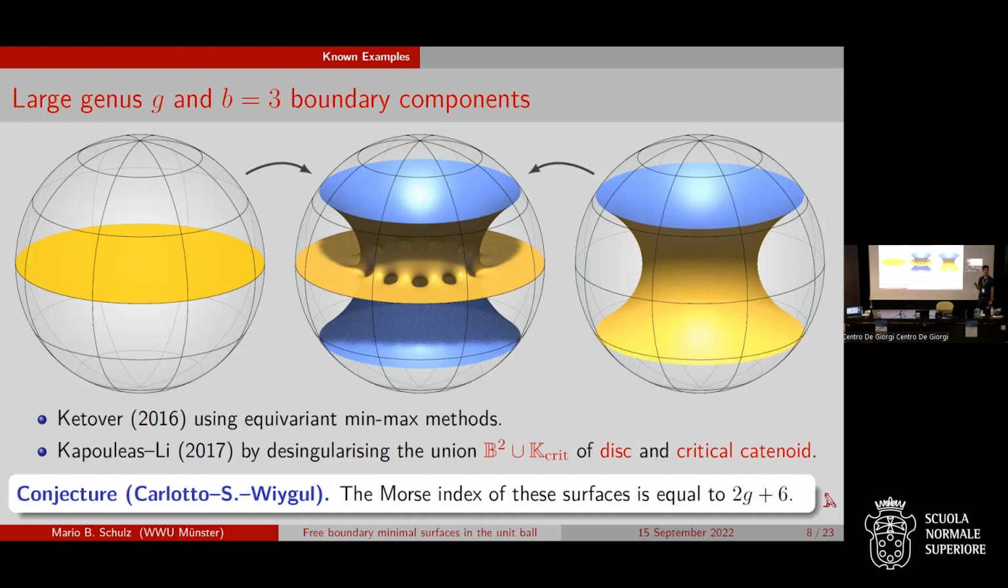You might have heard about the Costa-Hoffman-Meeks surfaces. They look similar, but as complete minimal surfaces in R3. These surfaces will not be restrictions of the Costa-Hoffman-Meeks surfaces; they will most likely differ. But still, the structure is close enough to make the following observation. The index of the Costa-Hoffman-Meeks surfaces is 2 times G plus 3. So why would we expect the index to be 2 times G plus 6? Well, in R3, translations do not give index. Translations will not change the area at all, but translations in the unit ball will decrease the area to second order. That's why the index should be 3 larger than that of the Costa-Hoffman-Meeks surfaces, which is 2G plus 3. That's why the conjecture is as it is.